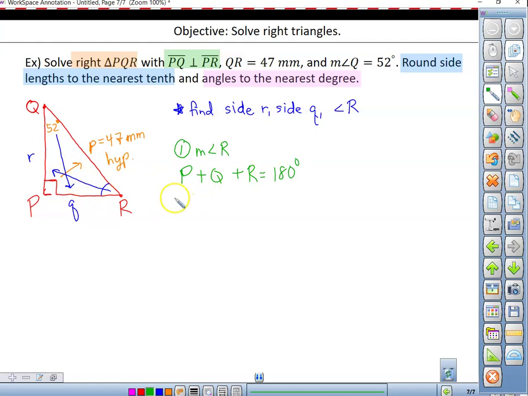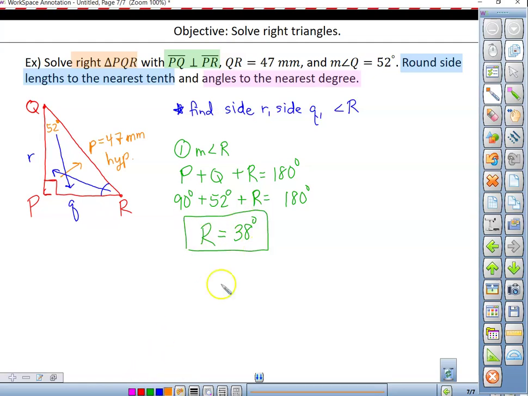Angle P is my right angle. That's an exact measurement. Q is given as an exact measurement of 52 degrees. And so that's going to make angle R an exact measurement once I do this math of subtracting the 90 and the 52. So my angle R is going to be exactly a certain number of degrees. And that number of degrees will be 38. So first part is now done.